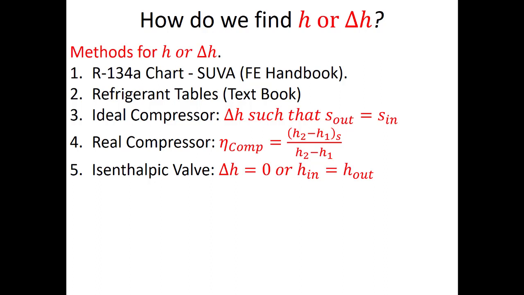And then in this case, you'll also have this isenthalpic valve. So it's not hard to find H at the outlet of the isenthalpic valve if you know the inlet, because the inlet specific enthalpy here is equal to the outlet specific enthalpy. That's the definition of isenthalpic, that delta H is equal to 0.